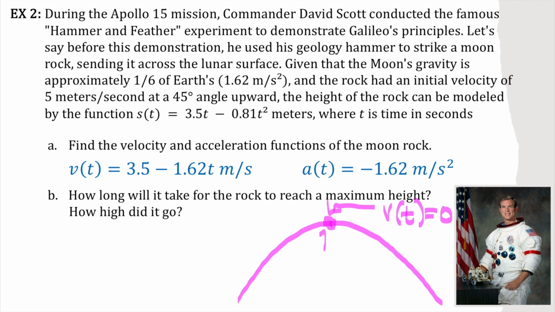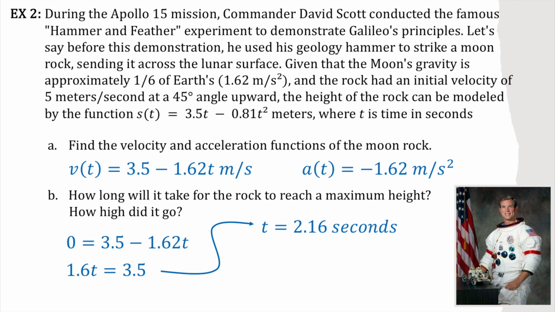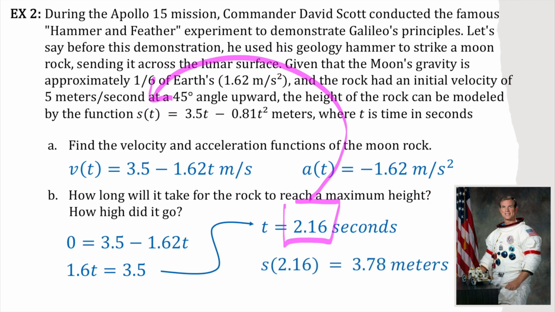And then right here, it kind of stops for this tiny, tiny split second and then starts to go back down again. So to figure out when that time is, we're going to take the velocity function and set it equal to 0. And then we can solve for t. So t equals 2.16 seconds. And then how high did it go? Well, we can take that 2.16 seconds and plug it into our position function, and it went 3.78 meters high.